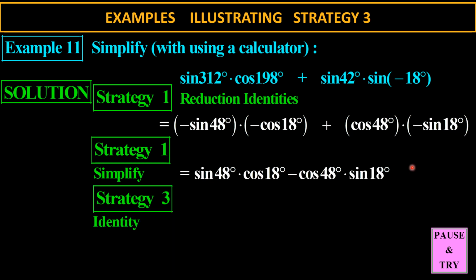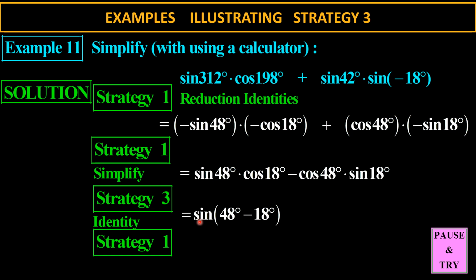We're going to use an identity. Do you recognize the identity? Sine cos minus cos sine, right? That's 48 and 18. We can use the compound angle identity, which is sine of 48, and there's a subtraction, so I subtract the 18. Then we need to simplify that. 48 minus 18 we can easily simplify. That is sine of 30, and for sine of 30 you don't need a calculator. That value is 1 over 2. And there we've simplified that expression.